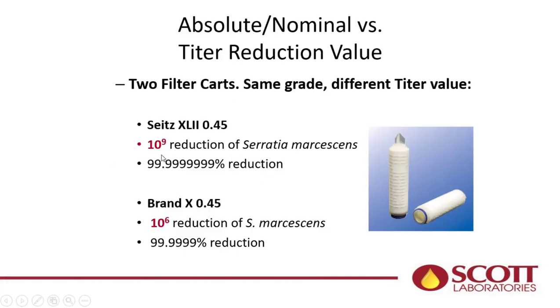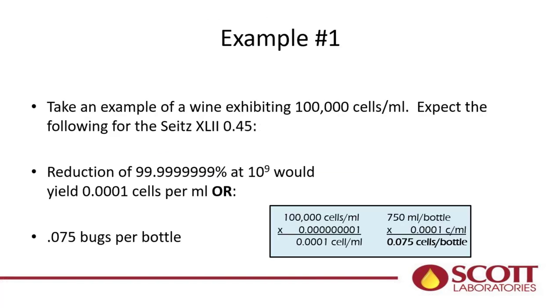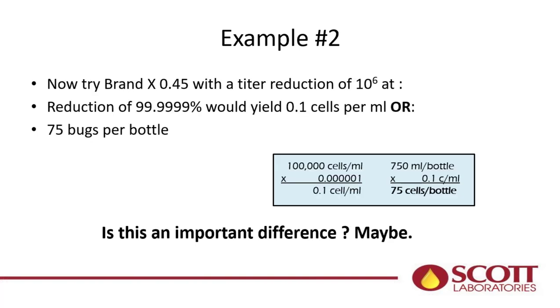So, like, on our site's 10 to the 9th reduction of a known microorganism versus a different brand at 10 to the 6th. This is still a lot of 9s, right? It's 4 9s, and then this is 7 9s. What does that mean? Well, with 10 to the 9th, if you have 1,000 or 100,000 cells per mL, that means you're going to potentially have 0.075 bugs per bottle. Okay, so there might be 0.07 yeast cells that can make it through. If you're 10 to the 6th, now you're talking 75 cells per bottle.